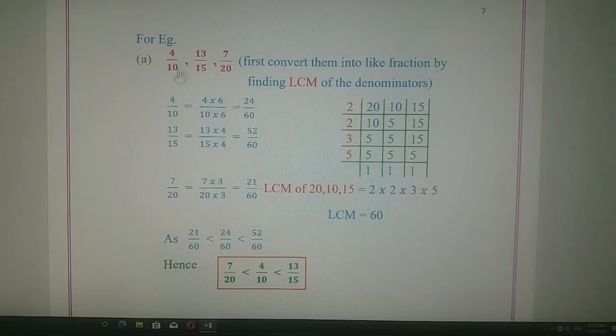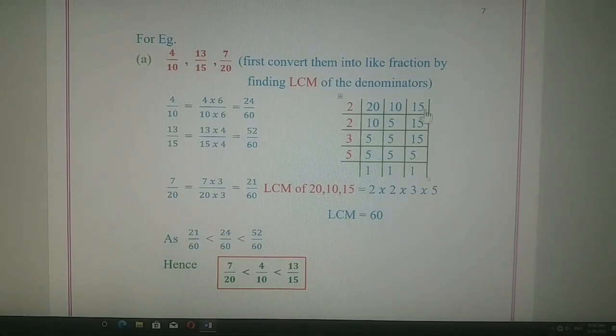First example: 4 upon 10, 13 upon 15, 7 upon 20. Now the denominators are different, numerators are different. So in order to arrange them in ascending order or descending order, first we have to make the denominators same. To make the denominators same, we have to convert them into like fractions. That is, first we have to convert them into like fractions by finding the LCM of the denominators. Now the LCM of 10, 15 and 20 we have to find out.